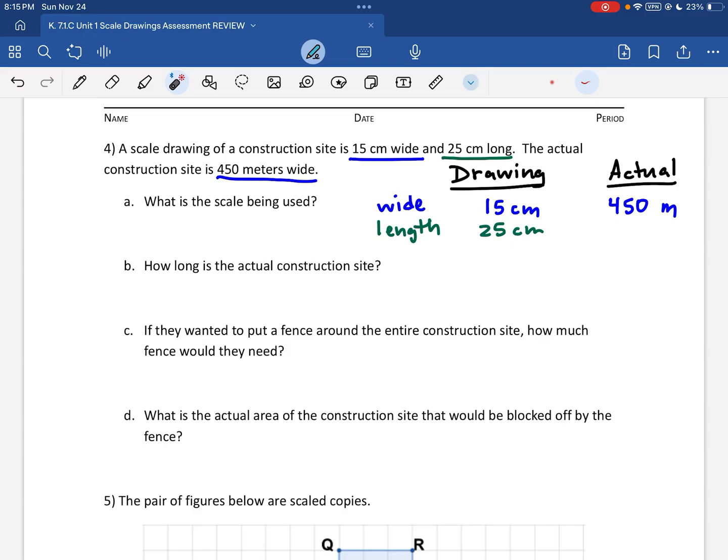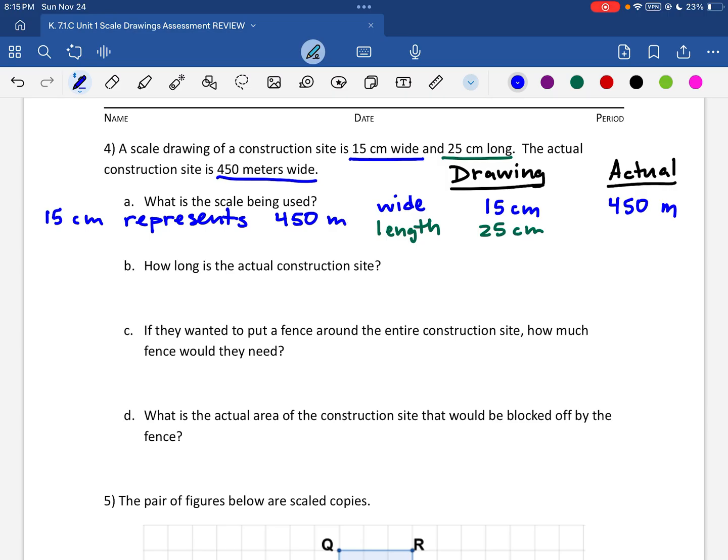but we also want to see what's the relationship between the numbers. How does a 15 change to a 450? That's something that we're going to answer in the future problems, but for right now, where it just says what scale is being used, this is the scale. A scale simply asks, what is the relationship between the drawing and the actual? That is the relationship. So I can simply say 15 centimeters represents 450 meters. That is the scale.